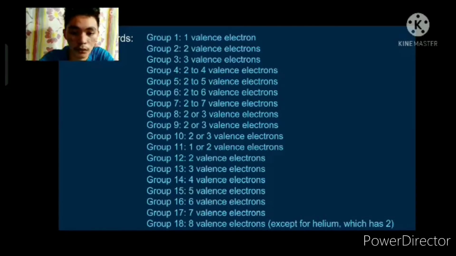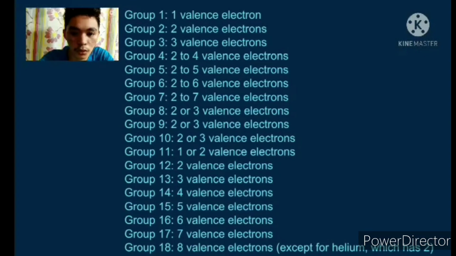group 4, 2 to 4 valence electrons, group 5, 2 to 5 valence electrons, group 6, 2 to 6 valence electrons, group 7, 2 to 7 valence electrons, group 8, 2 or 3 valence electrons, group 9, 2 or 3 valence electrons, group 10, 2 or 3 valence electrons, group 11, 1 or 2 valence electrons, group 12, 2 valence electrons, group 13, 3 valence electrons, group 14, 4 valence electrons, group 15, 5 valence electrons, group 16, 6 valence electrons, group 17, 7 valence electrons, group 18, 8 valence electrons except for helium, which has 2 valence electrons.